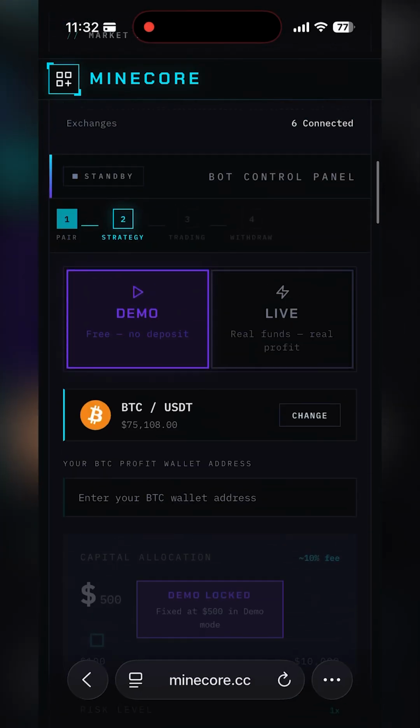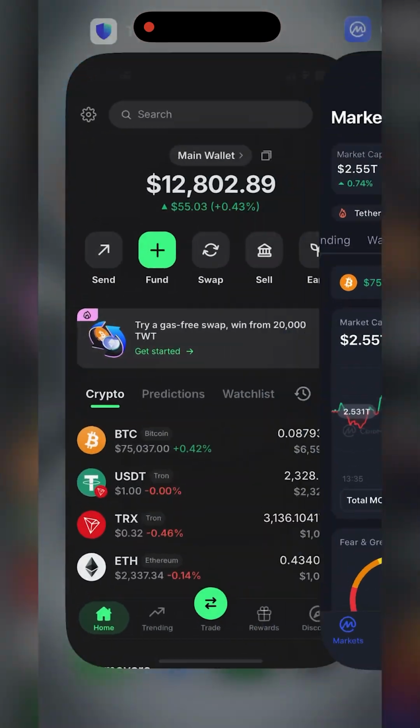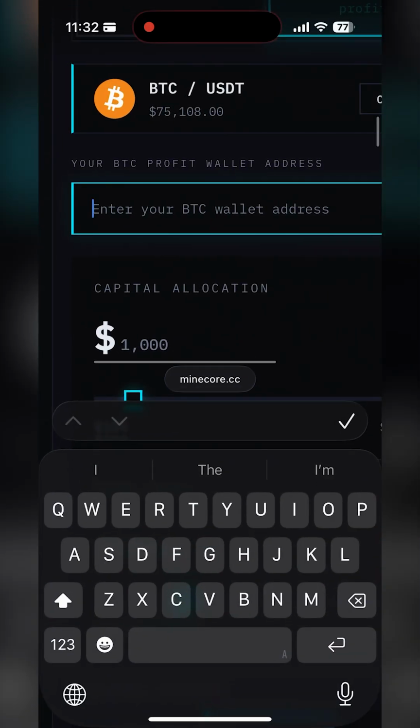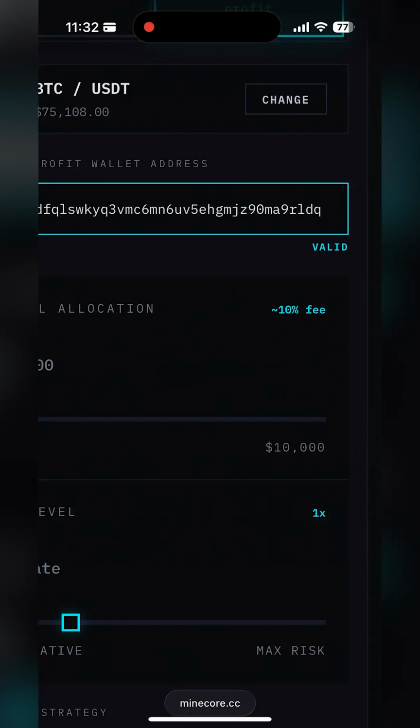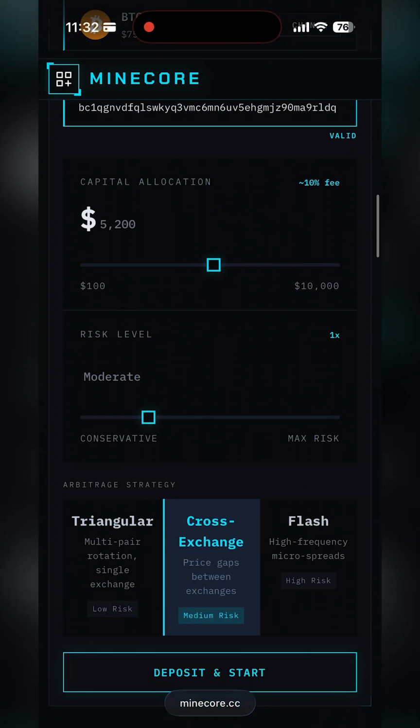Okay, switching to live mode, and now the address field comes up. So I'm pulling that up from my wallet. Okay, copying the address, back on the platform, placing it right here. Great. Next is capital allocation. Straightforward, this is just the session budget. I'm gonna set mine to, yeah, that number works. And risk level is sitting right below it.